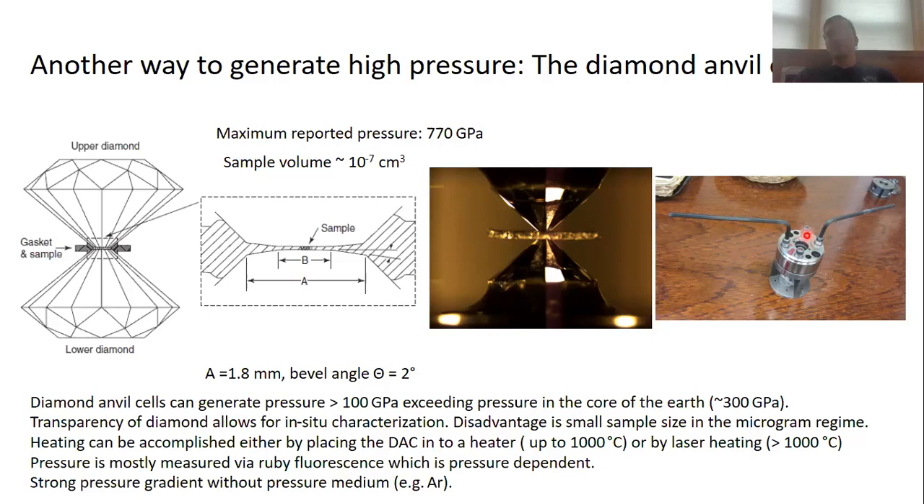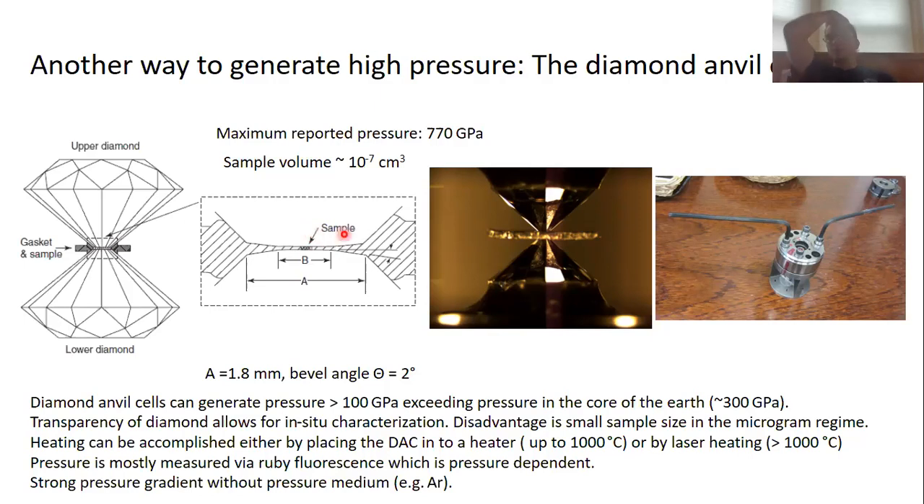So you excite a ruby with a laser that you shine through your diamond anvils, and you excite the ruby that you have together with your sample, and then your ruby fluoresces. And the exact wavelength of your fluorescence depends on the pressure. Okay, so this is how you know what pressure you have in your diamond anvil cell.